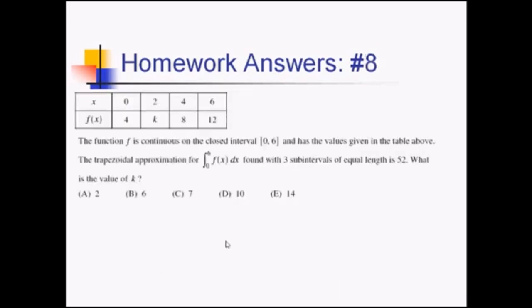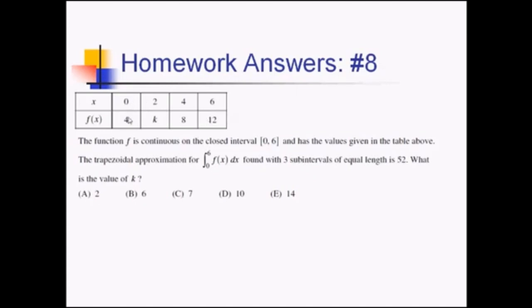For number 8, we have a continuous function on a closed interval given by the table above. And they're saying the trapezoidal approximation of the integral from 0 to 6 with 3 subintervals is going to come out to 52. Based off of that, we want the value of this mystery constant in our table here. Easiest way to do this is just set up a trapezoidal approximation of this and set it equal to 52. So let's go ahead and do that.